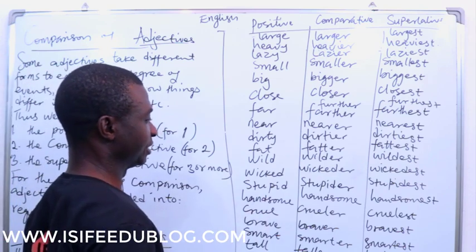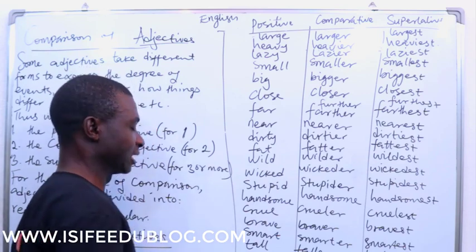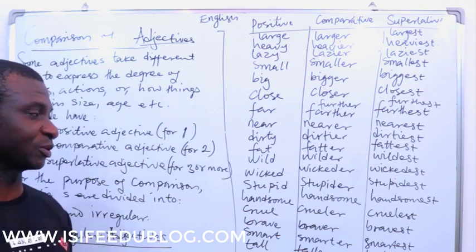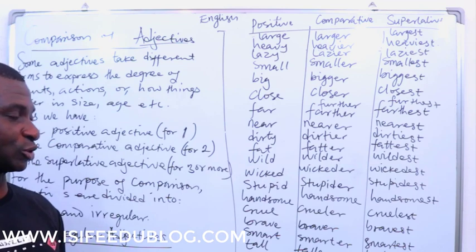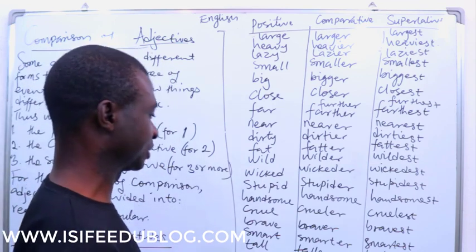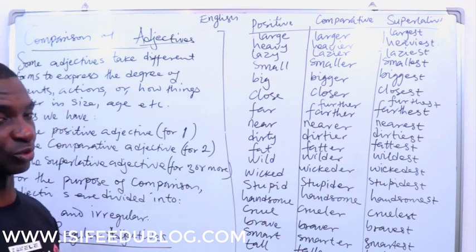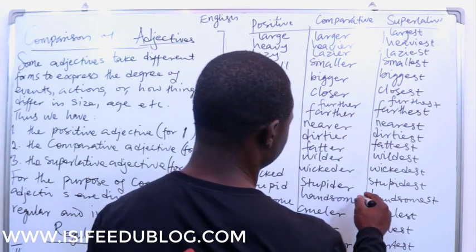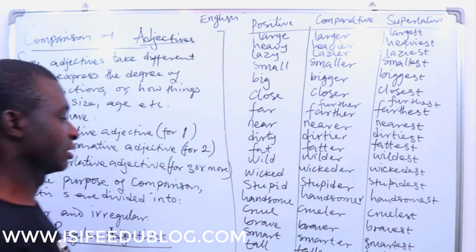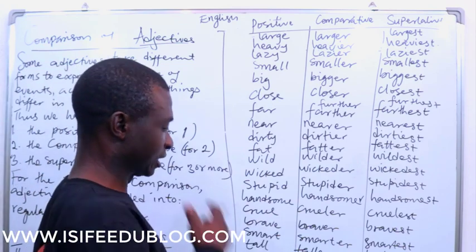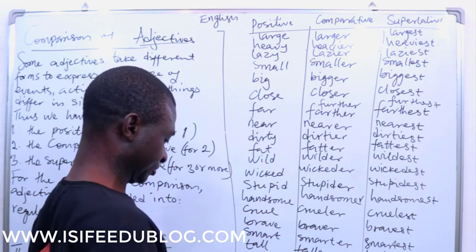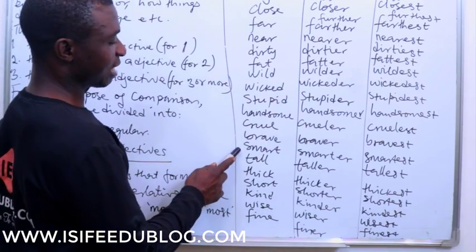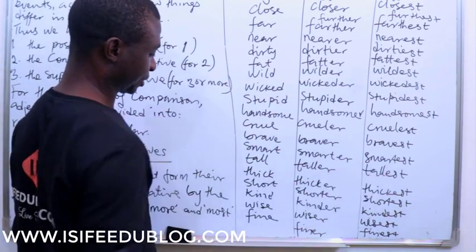Stupid, stupider, stupidest. That, again, might also sound strange, because more often people use more stupid and most stupid. But don't be surprised when you hear somebody say he is the stupider of the two. That's correct in English. Handsome, handsomer, and handsomest. Cruel, crueler, cruelest. Brave, braver, bravest. Smart, smarter, smartest.